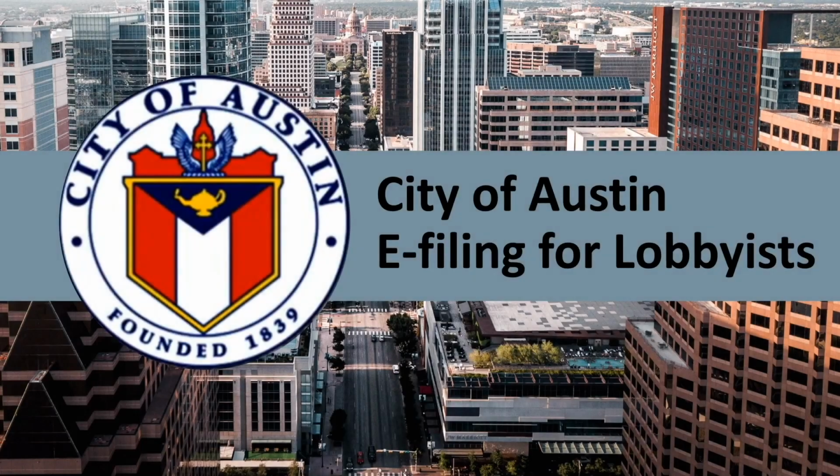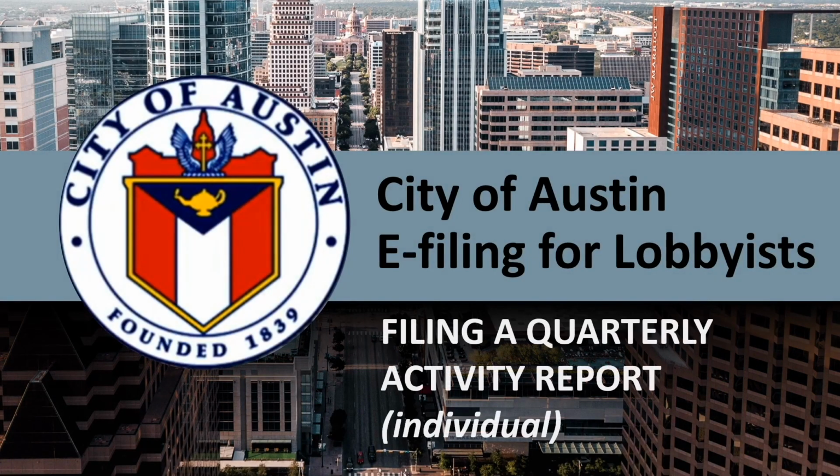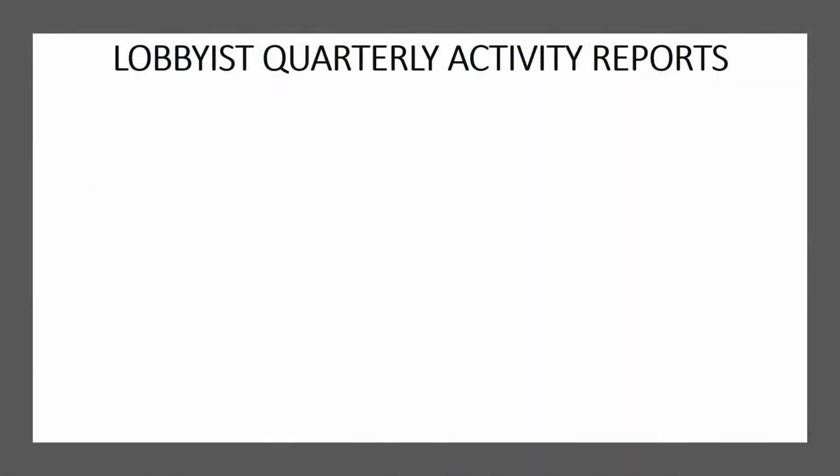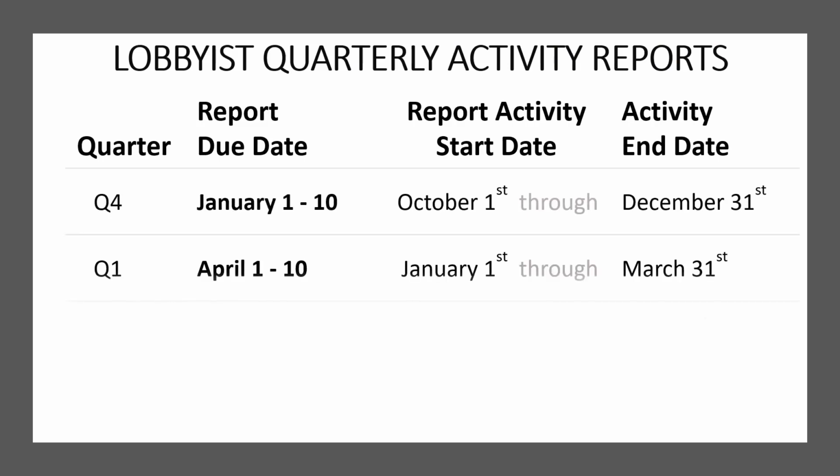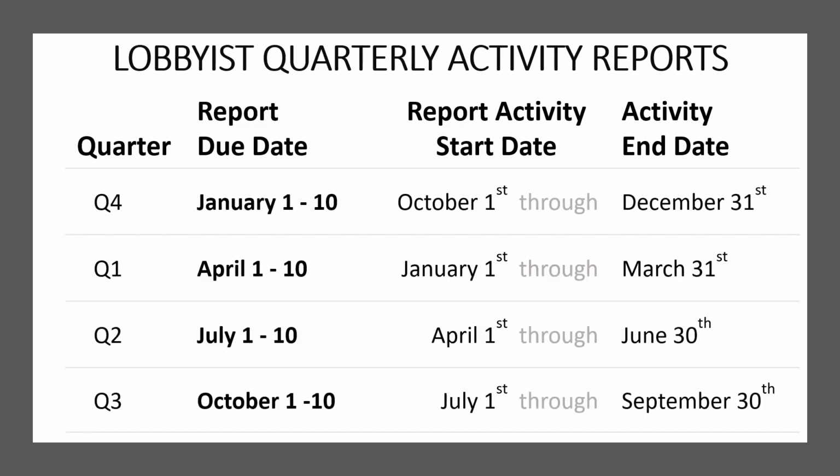Thank you for joining us for this short video on how individual lobbyists can submit quarterly activity reports. Lobbyist activity reports are due quarterly between the 1st and 10th of January, April, July, and October.